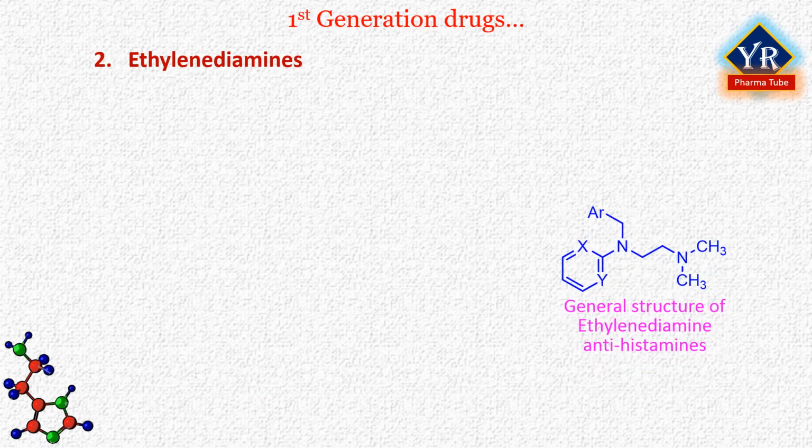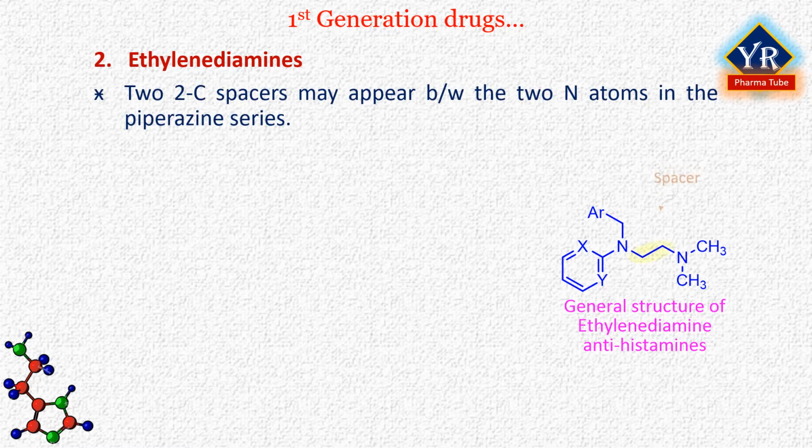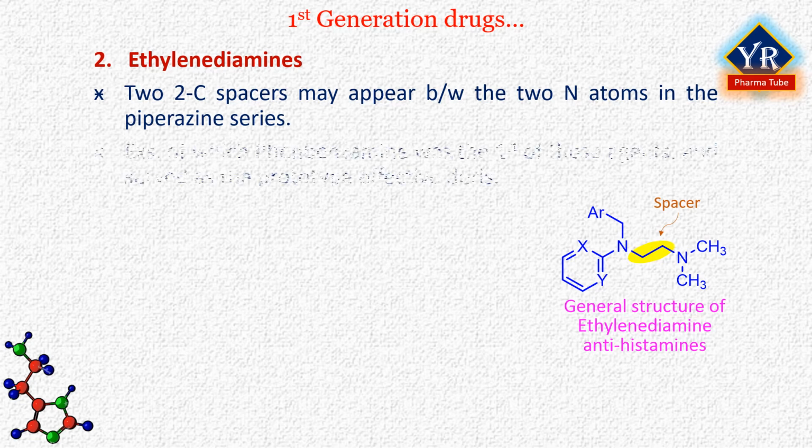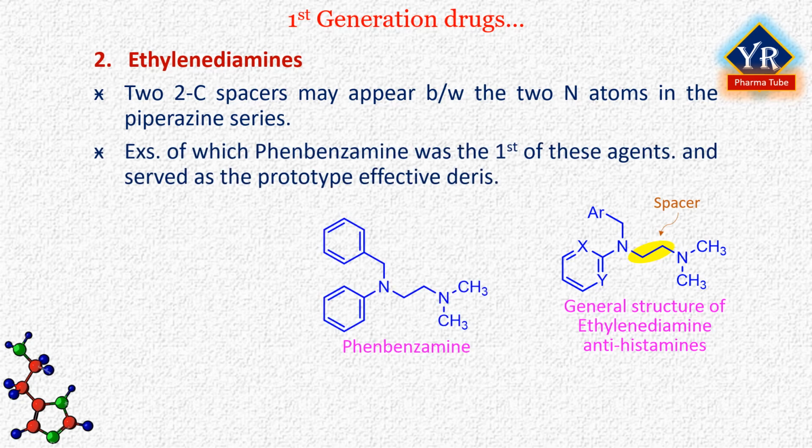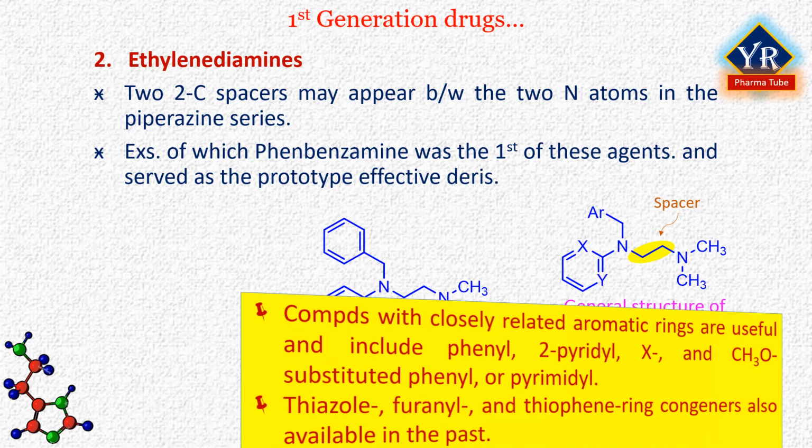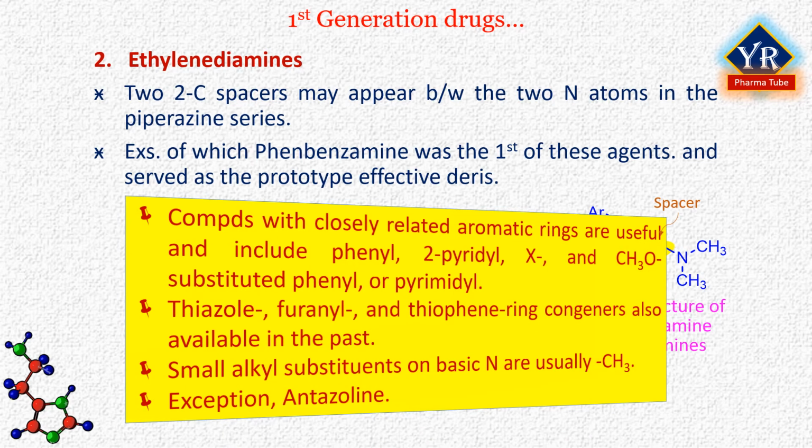The earliest series of H1 antihistamines is the ethylenediamines. Two carbon spacers may appear between the two nitrogen atoms in the piperazine series. Examples of agents in this class, of which phenbenzamine was the first. Compounds with several different but closely related aromatic rings are useful and include phenyl, 2-pyridyl, halogen and methoxy substituted phenyl, or pyrimidine. Thiazole, furanyl and thiophene ring congeners have also been available in the past.